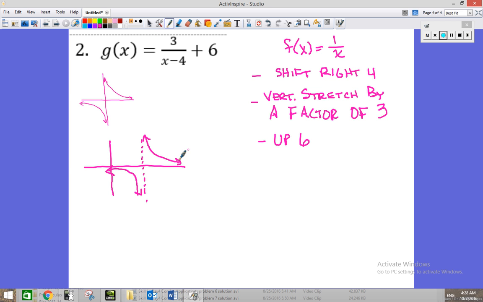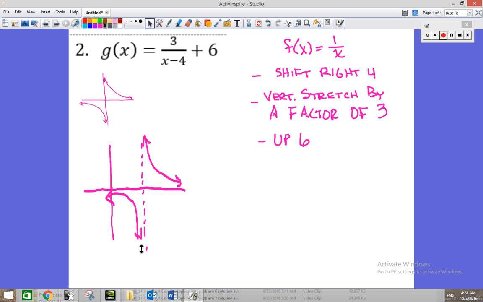Then with a vertical stretch by a factor of 3, now without scaling it, it's hard to sketch that here. A vertical stretch by a factor of 3 would stretch the graph away from the x-axis. So up above the x-axis, it's pulling it and stretching it up, and below the x-axis, it's pulling it down. So that's what a vertical stretch would do. And then to lift this whole thing up 6 units after you've stretched it, this thing would be up 6 units.